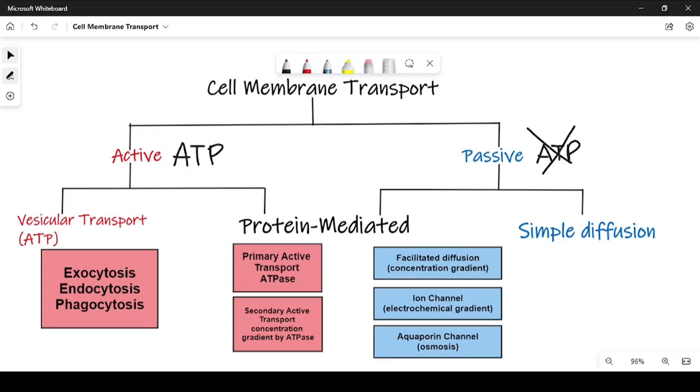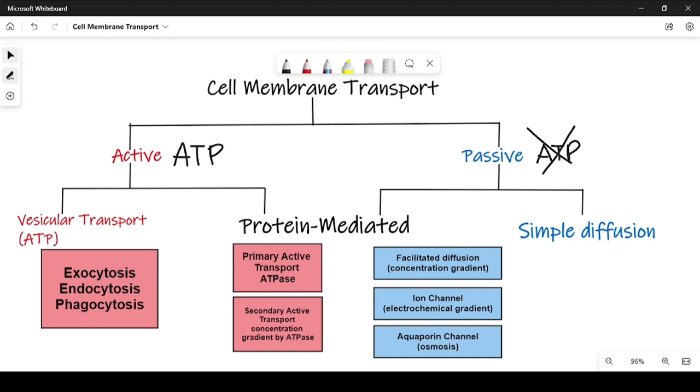Hi, in this video we are going to talk about cell membrane transport. So a cell membrane is a selectively permeable membrane that allows some molecules to pass through while preventing others. It requires some mechanism to regulate the movement of molecules between the cell and its environment.